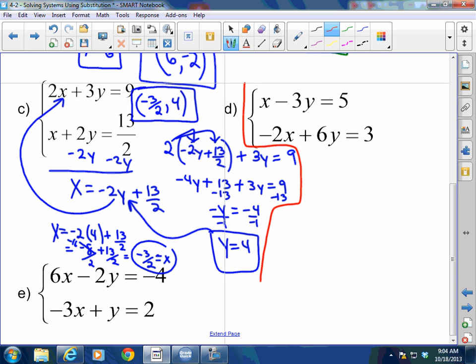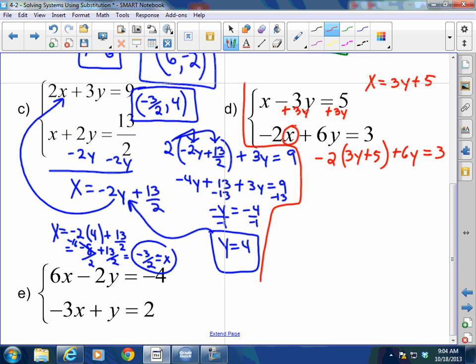And we'll do this next one in red. Okay, which variable do I want to solve for here? Who's the easiest to solve for? Yeah, the x. Let's add 3y to both sides. So I know that x will equal 3y plus 5. Nice. Now I can take that value of x and plug it into the x of the other equation. So I've got negative 2 times x, which is 3y plus 5, plus 6y equals 3.